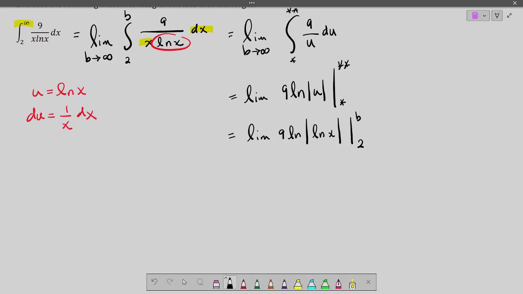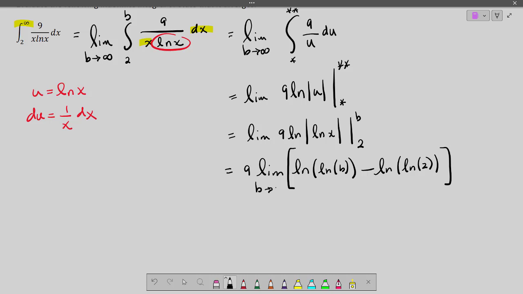Now we look on this interval, and on this interval, natural log is actually positive. So you don't really need the absolute values here. And we would end up with this limit of all of that, as b is going to infinity. And what is that limit going to be? Infinity. Yeah, that's also infinity. So this is also diverging. So that's infinity, so that diverges.